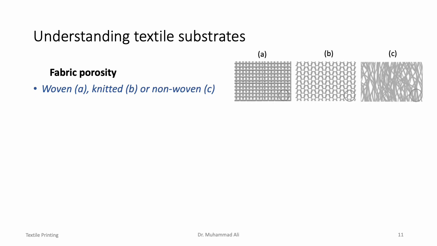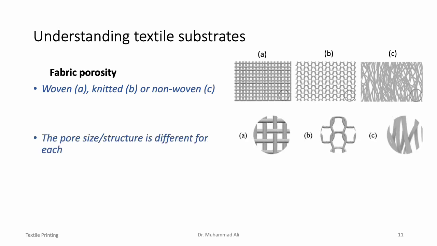For fabric porosity, again, we have to talk about different fabric structures first. We have woven, knitted, and non-woven fabric structures. And straight away, you can see that the pore size or the pore structure for each of these types of constructions is different. So for a woven fabric, you would normally expect the pores to be of relatively smaller size in comparison to a knitted fabric.